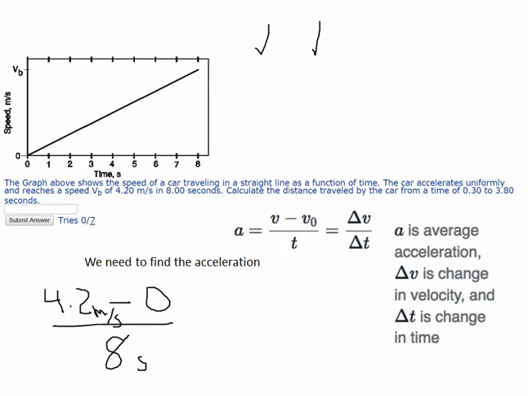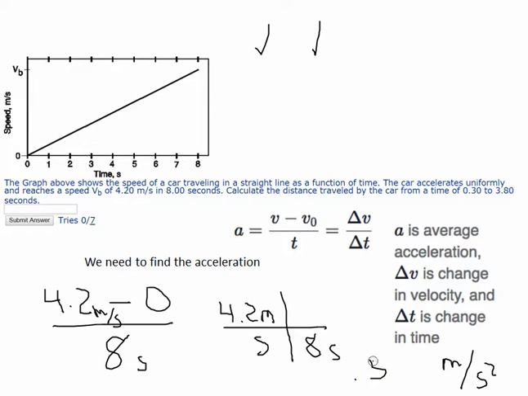I set this up. I am going to have 4.2 minus 0 works out to be 4.2. So I'm going to have 4.2 meters per second divided by 8 seconds. My units work out to be meters per second squared. I'm just going to put it off to the side. My units work out to be meters over seconds squared. 4.2 divided by 8 is .525.